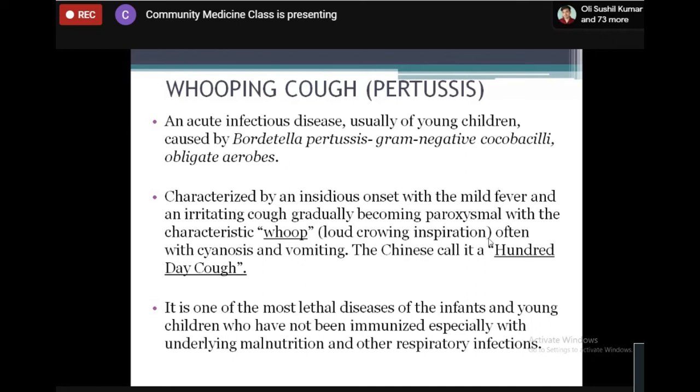This one is gram negative coccobacilli, and it is an obligate aerobe. So the causative agent of whooping cough is Bordetella pertussis, and that's why its disease name is also pertussis. And it is characterized by an insidious onset with mild fever and irritating cough gradually. So at first, the child develops mild fever and irritating cough, but slowly, gradually it becomes paroxysmal.